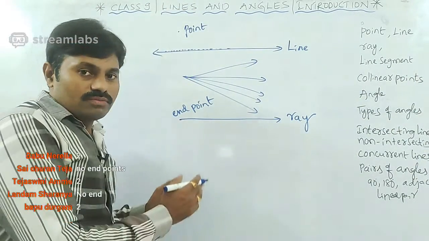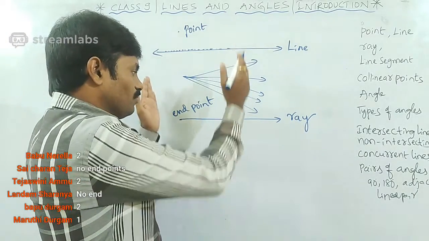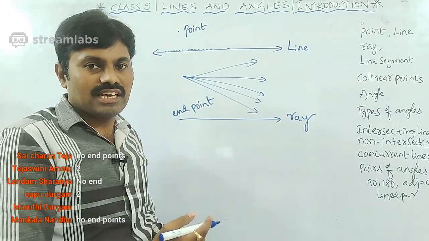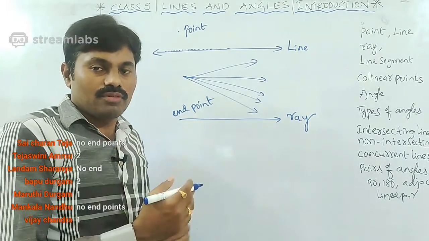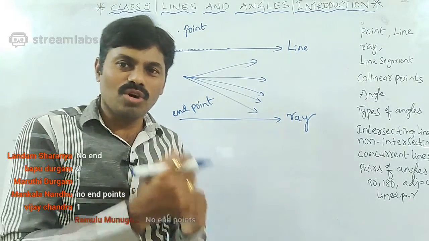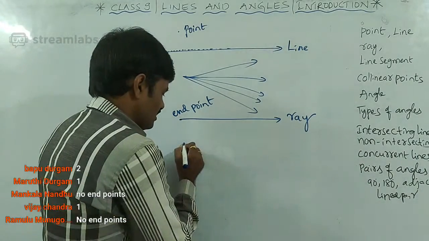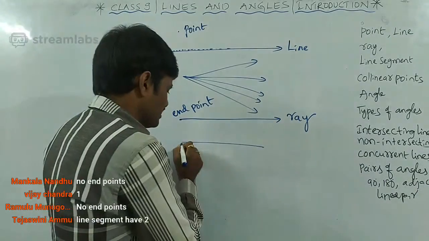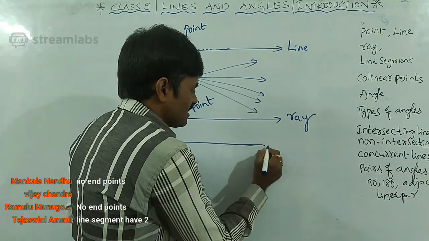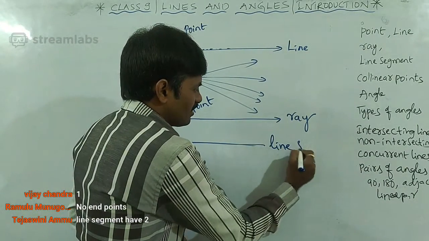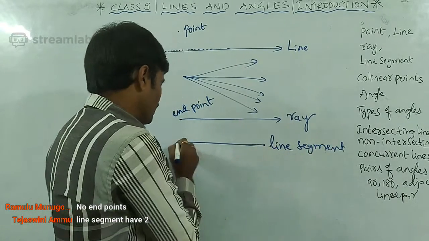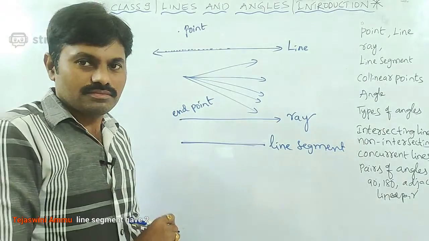Now, if I take some part of this line which has both endpoints, a part of a line having two endpoints is called a segment, or a line segment. It has two endpoints.